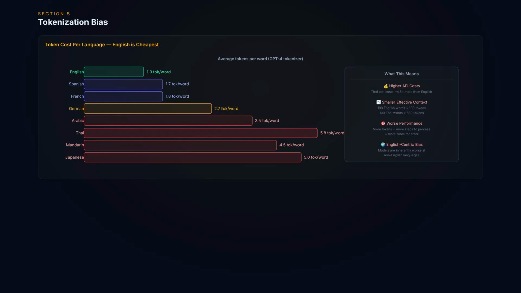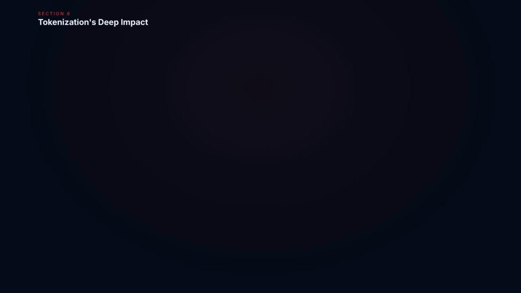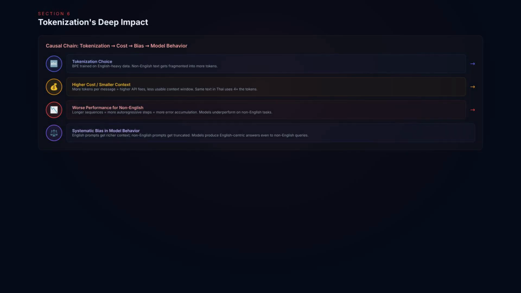In Thai, it's about 3.7. In Burmese, it's nearly 6. That means a 1,000-word message in Burmese costs almost 5 times more than the same message in English. Same meaning, different price. And since the context window is fixed, say 128,000 tokens, non-English users exhaust it much faster. They get less room to reason and less value for their money.